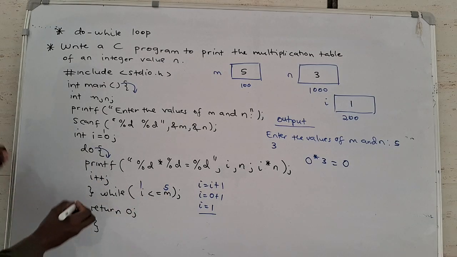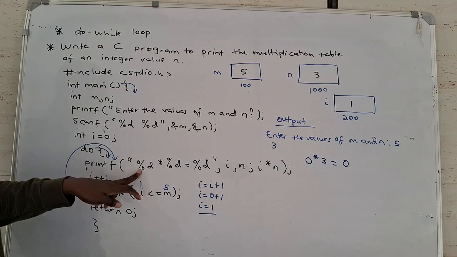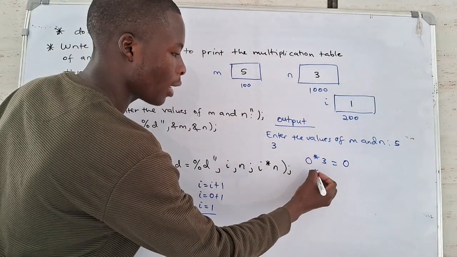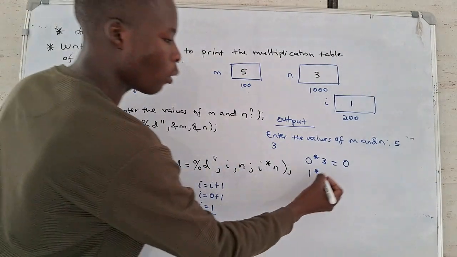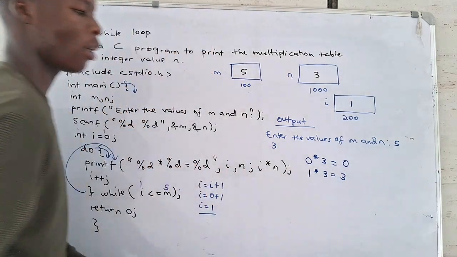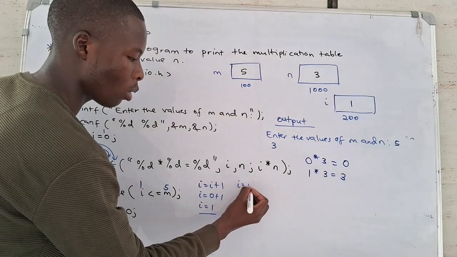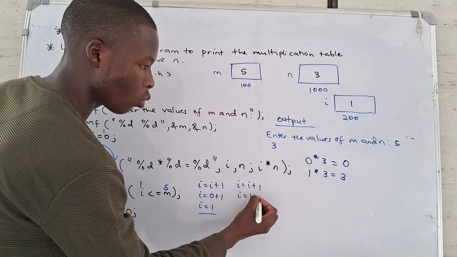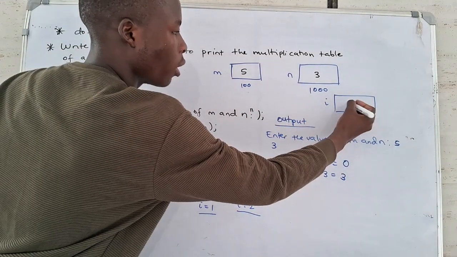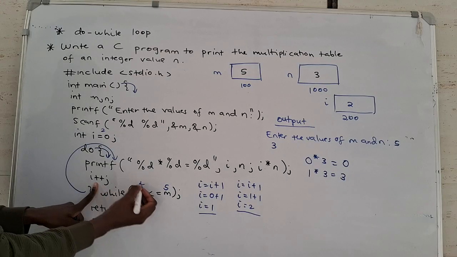If 1 is less than 5, it is going to enter again. This percentage d is nothing but this i, so i into the value of n, which is still 3. The answer is the product, which is 3. This is over. The i value is incremented again: i is equal to i plus 1, so i is equal to 1 plus 1, so i is equal to 2. Now the i value is 2 here, here, and here.